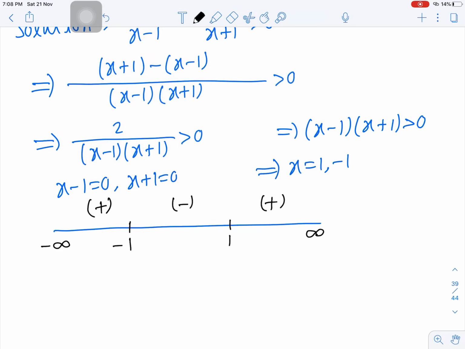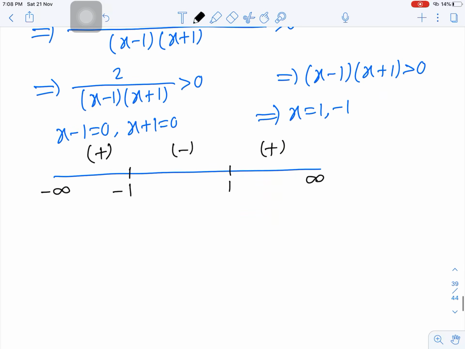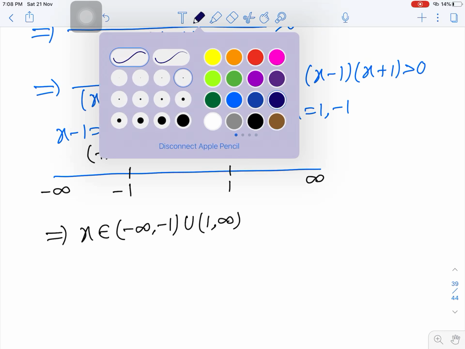So for the positive sign, as you can see clearly, it is either minus infinity to minus 1 or 1 to infinity. Then you can say that x belongs to minus infinity comma minus 1 union 1 to infinity. So this would be the answer.